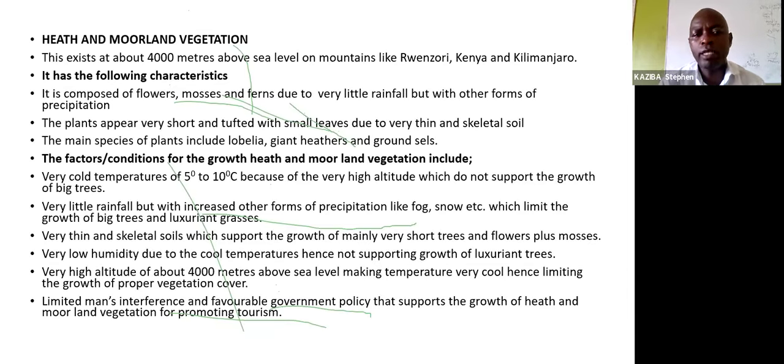So then the factors: very cold temperatures of between 5 degrees to 10 degrees, and of very high altitude, which do not support the growth of big trees. Then very little rainfall, but with increased other forms of precipitation, like snow and fog, which limit the growth of trees, but favor grasses. Then very low humidity due to cool temperatures, which do not support the growth of luxuriant trees, but giant heathers. Then limited managed interference, and the question is done.